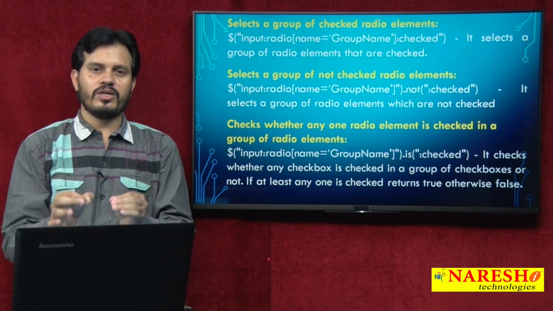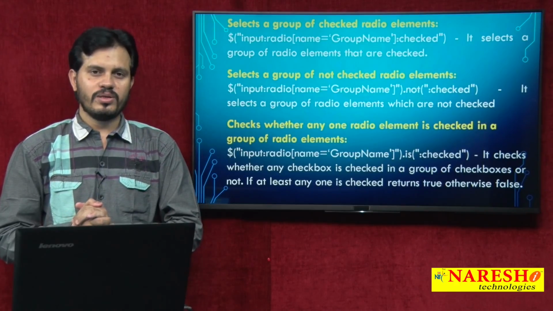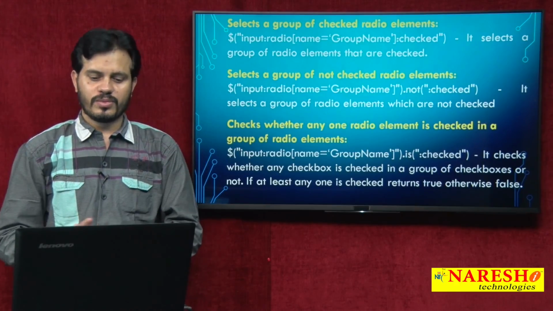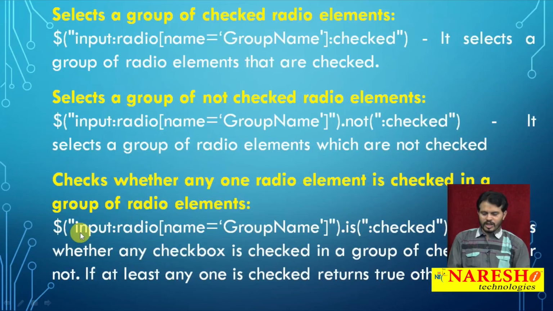If no one is checked, returns what? False. Then you can put an error message. So what I am going to do is, dollar of input colon radio, name equals to a specific group name, dot is method, is of colon checked. This method always checks whether it matches the selector expression colon checked. If it is matched, returns boolean value true. If not matched, returns what? False.